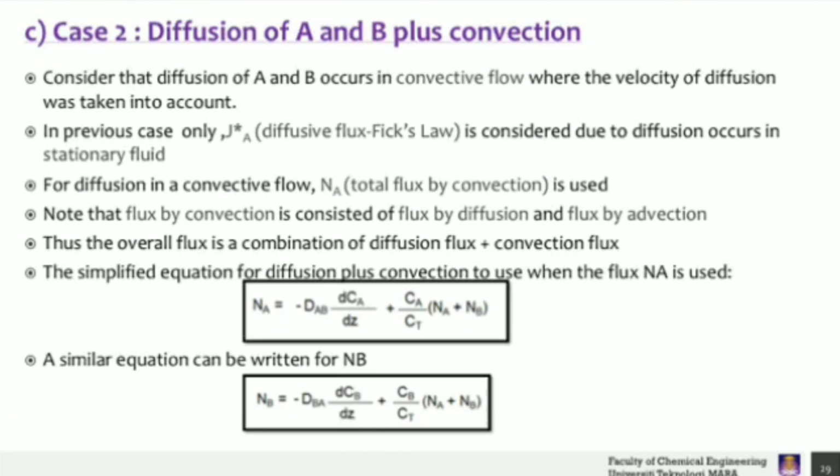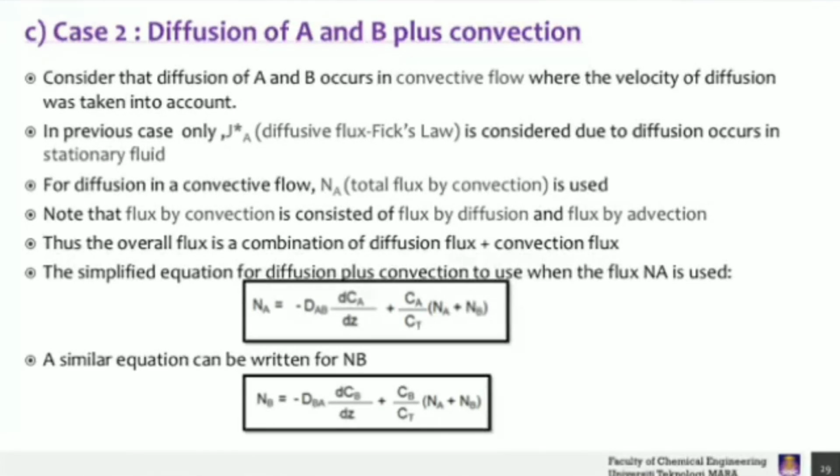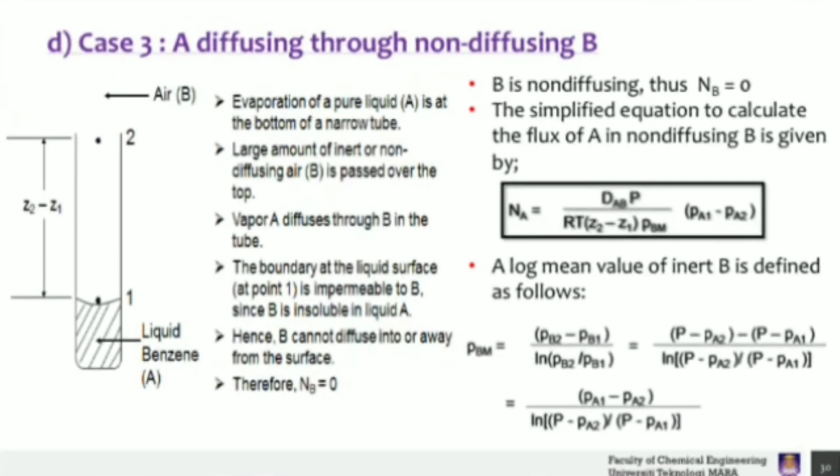Second case, diffusion of two gases plus convection. This situation happens when mass transfer occurs between flowing fluid, for example heat exchanger. Flux by convection consists of flux by diffusion and flux by advection, while the total flux is a combination of diffusion flux and convection flux.